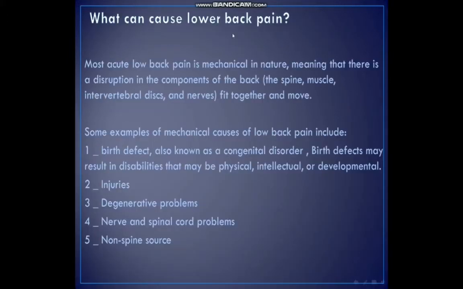What can cause lower back pain? Most acute lower back pain is mechanical in nature, meaning there is a disruption in the components of the back: the spine, muscles, intervertebral discs, and nerves fit together and move, and something goes wrong with them. Some examples of mechanical causes of low back pain include birth defects, also known as congenital disorders. A birth defect may result in a disability that may be physical, intellectual, or developmental. The second one is injuries. The third one is degenerative problems, nerve and spinal cord problems, and non-spinal sources to the spine.